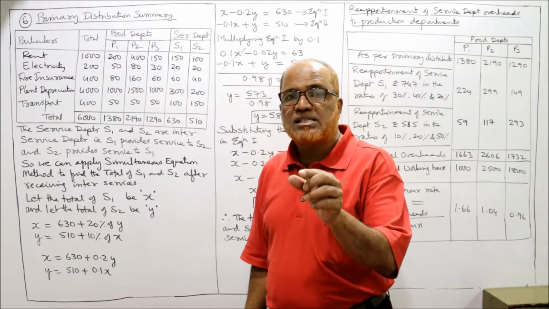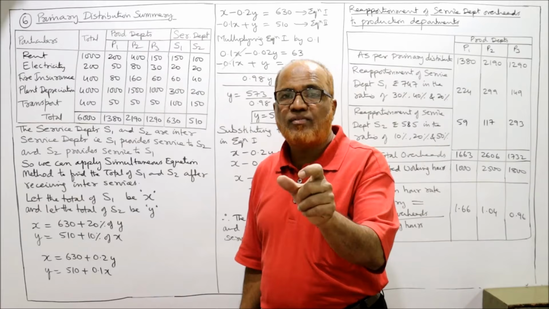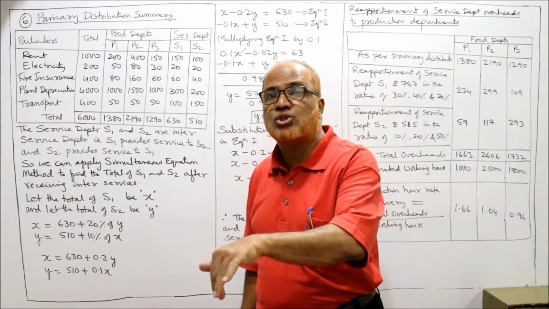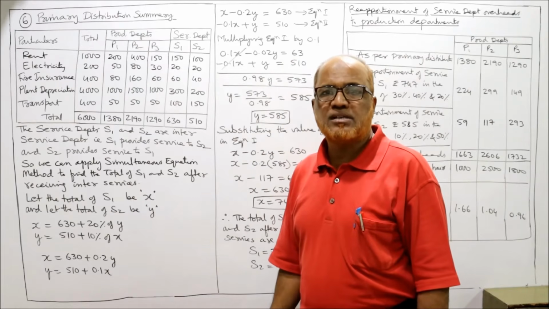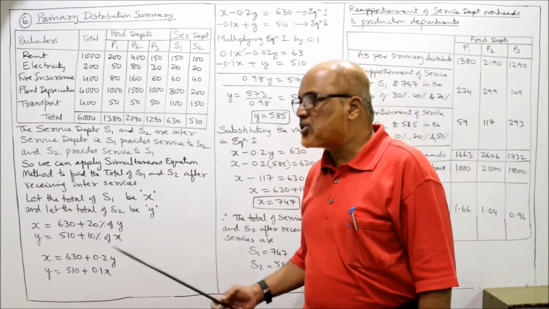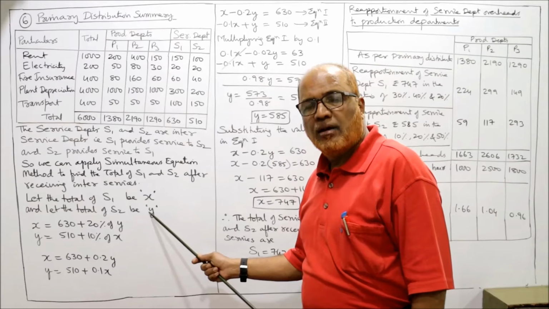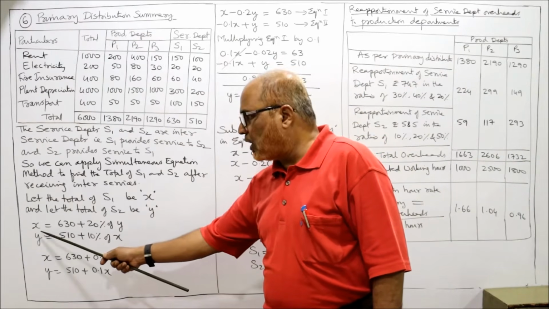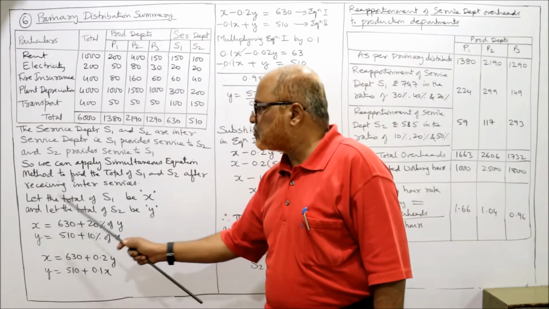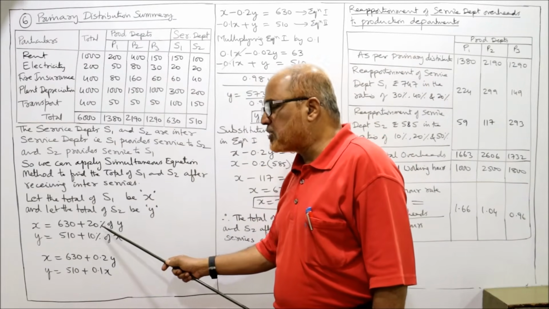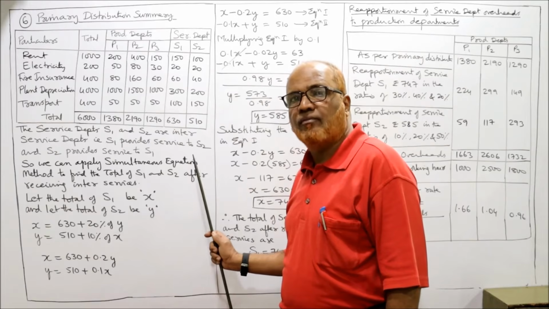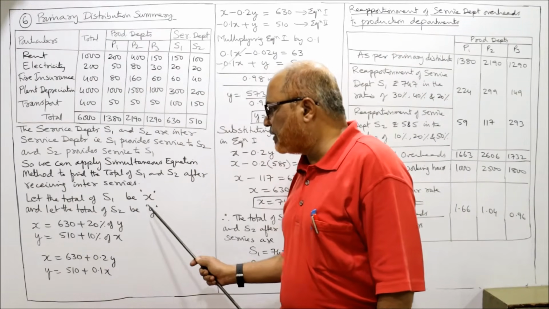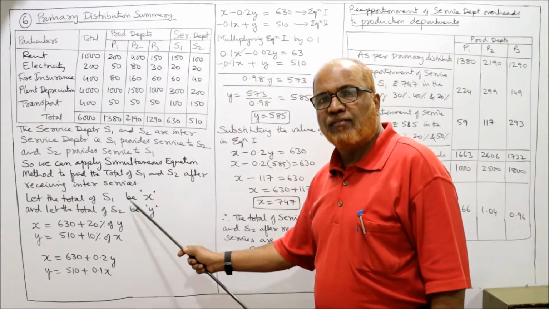Now S1 is getting 20% service from S2. So S2 we have supposed Y. So 20% of Y. So the total of S1 is 630 plus 20% of Y. Y का मतलब S2 है. Similarly Y is nothing but the total of S2. Total of S2 is Y.